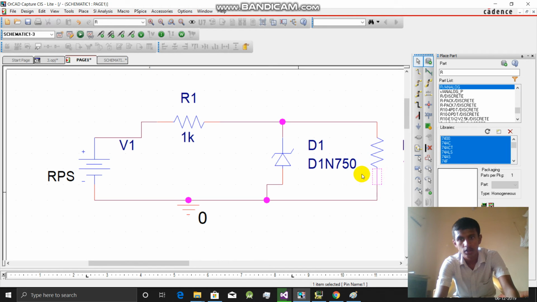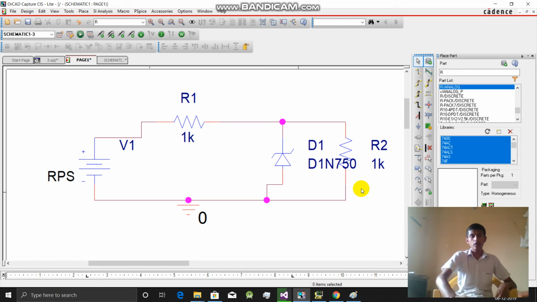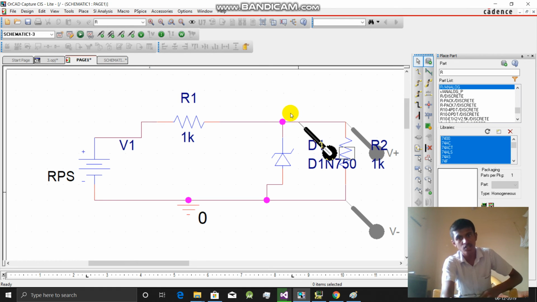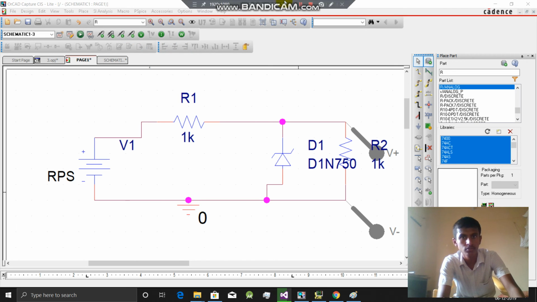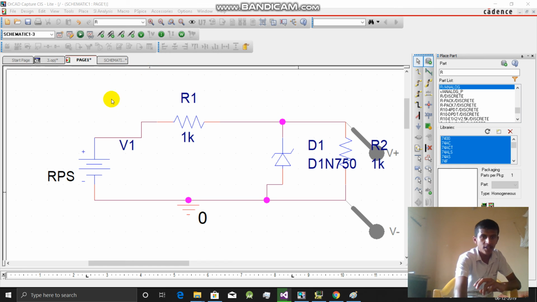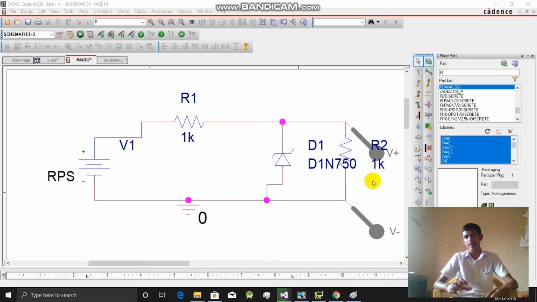Here the load is constant, it's 1k. We are not going to change the load, but we are changing this RPS voltage, from 1 volt, 2 volts, 3 volts, 4 volts, and we are measuring the load voltage and current. Current is not necessary, because a Zener diode is especially used to keep the voltage constant. If we change the RPS voltage, we can observe that the voltage across this Zener diode or this load has to be constant. That is the line regulation.